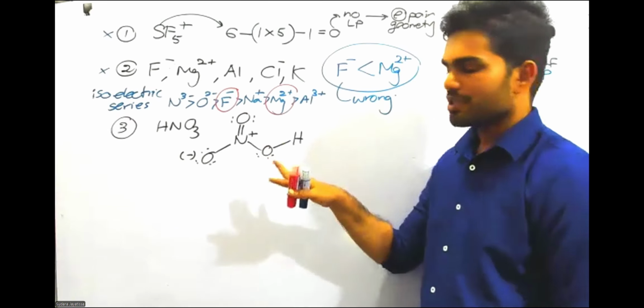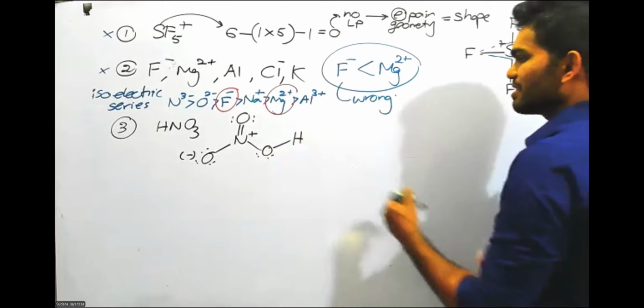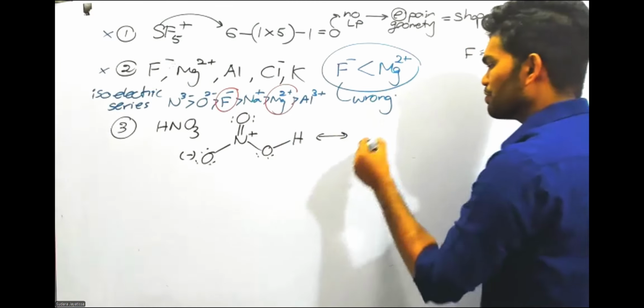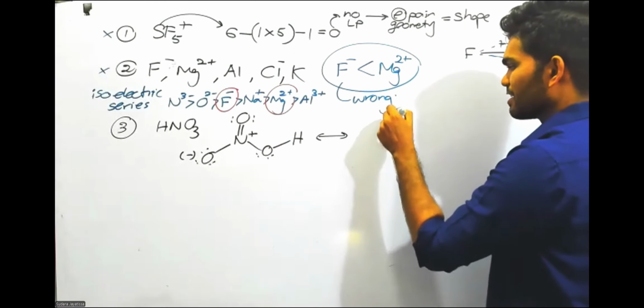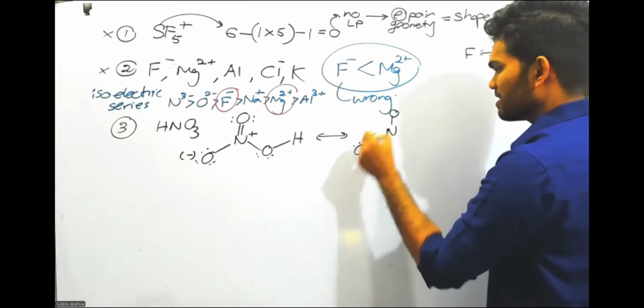Understood? So in this structure, how many resonance structures are there? There are no 4 structures. There are only 2 resonance structures.